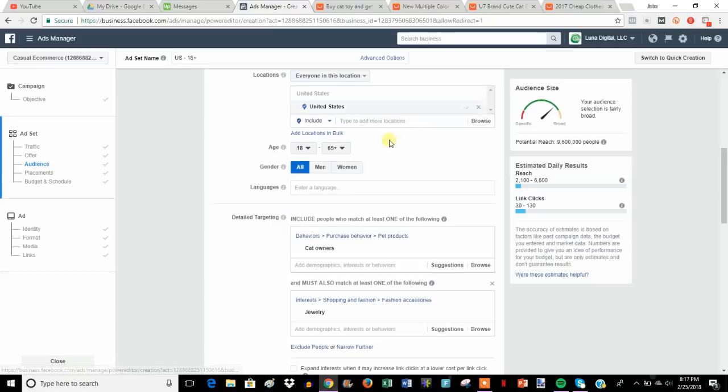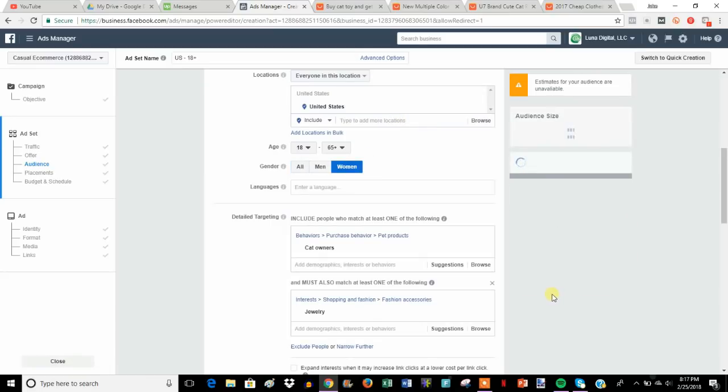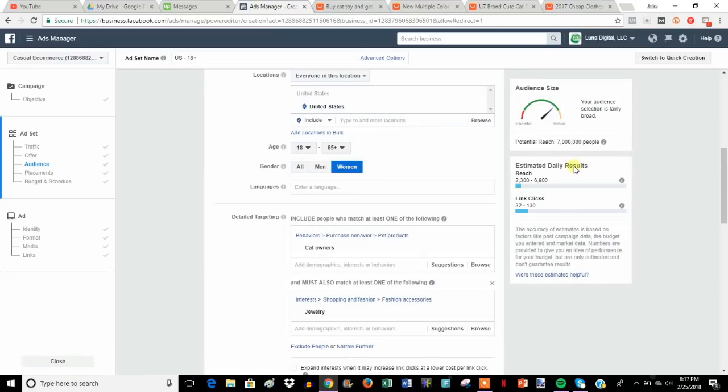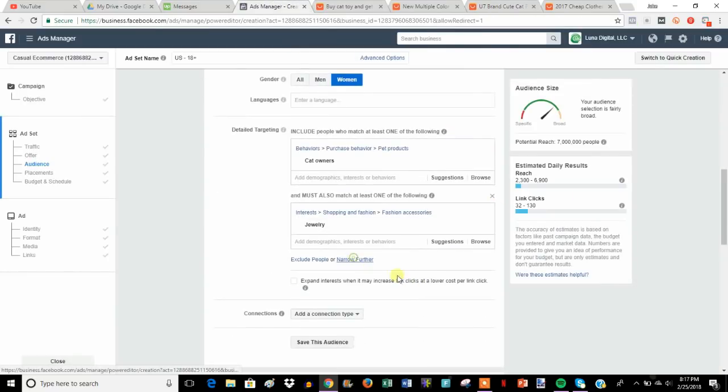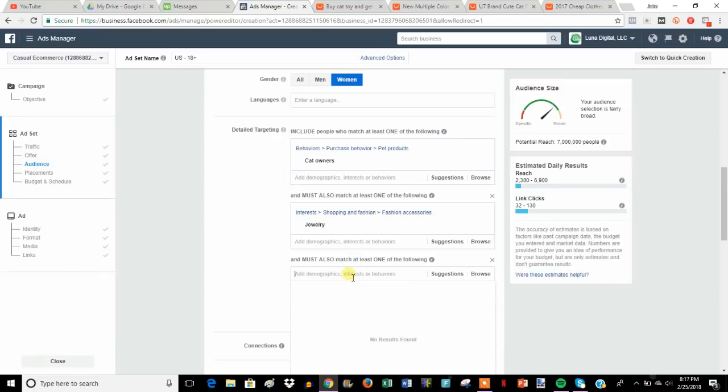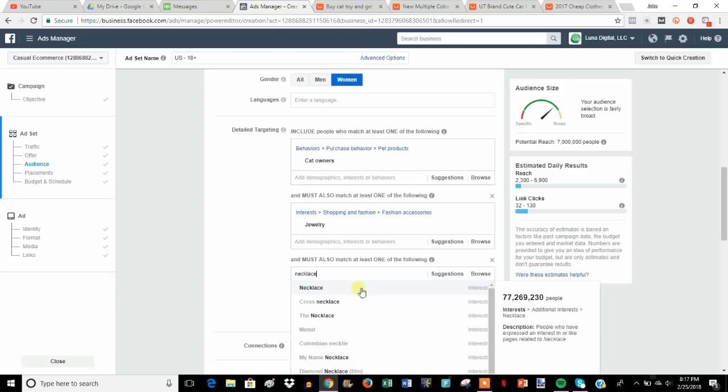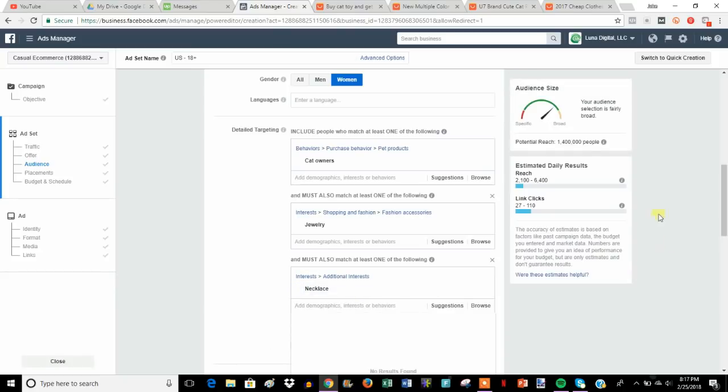So obviously this is a woman's necklace, so we'd switch over to women. So you can see we already took the audience down from 30 million to 7 million people, and this is still with really broad targeting of just cat owners and then jewelry. So we could narrow it even more along those lines of the jewelry line by saying people that specifically like necklaces. And now we've brought the audience down to 1.4 million people.